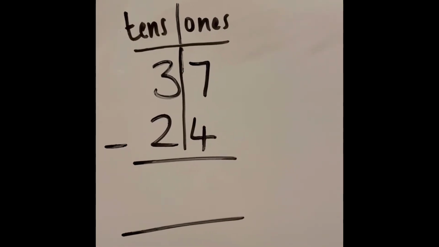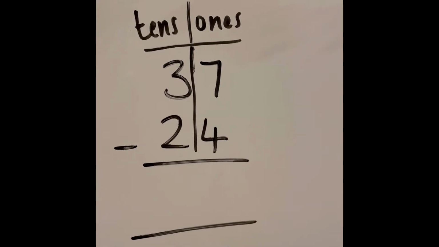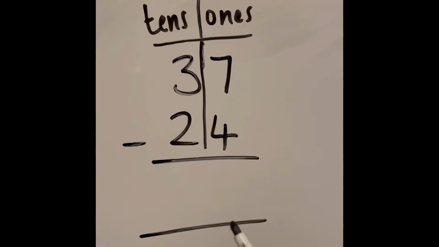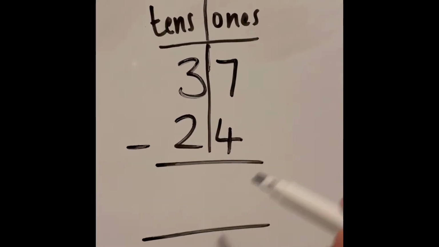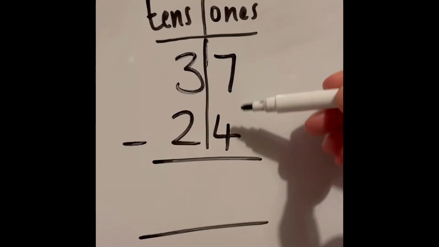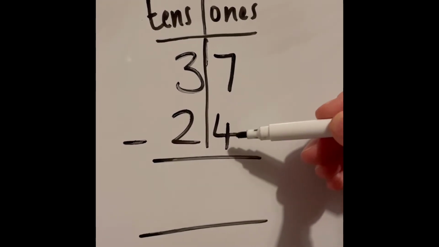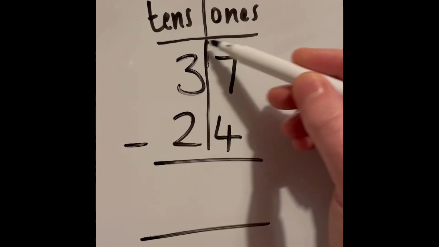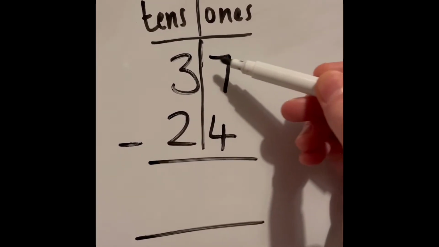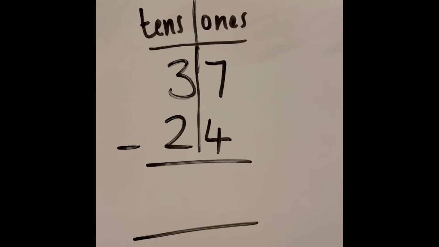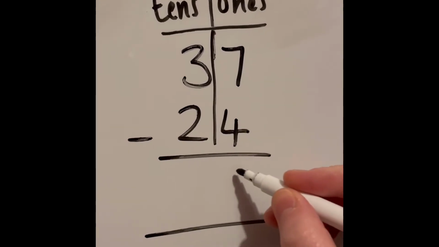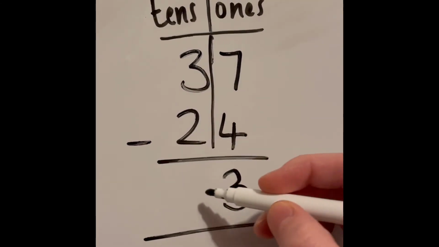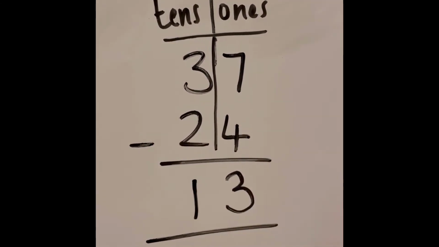Now what's a little bit different about using the column method is that we actually subtract the ones first, because when we're looking at the column method and we're looking at the question that we've set out, we work this way. So 7 take away 4, because remember the biggest number has to be on the top of the column when we're doing subtraction. 7 take away 4 is, that's right, it's 3. And 3 take away 2 is 1.